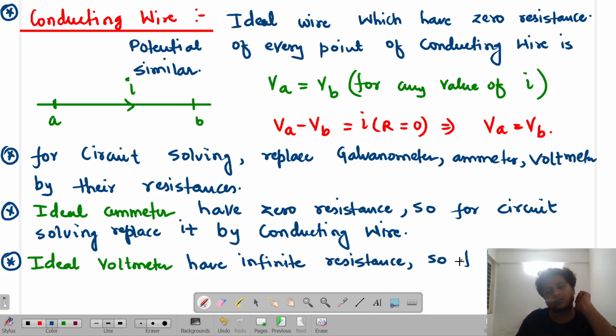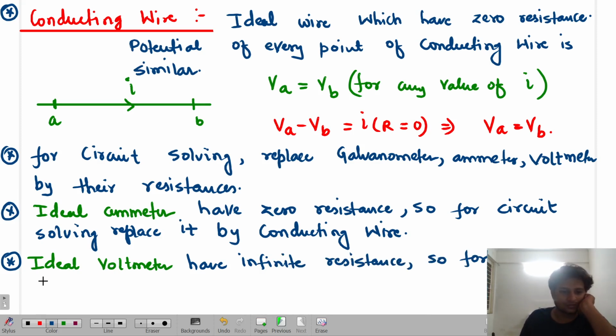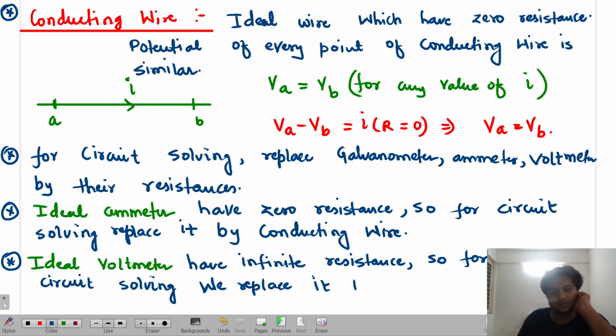Okay, so for circuit solving, we replace it by a broken wire. Right? Because that net current should be zero. Are you able to get me or not? Is that clear? Yeah, yeah.